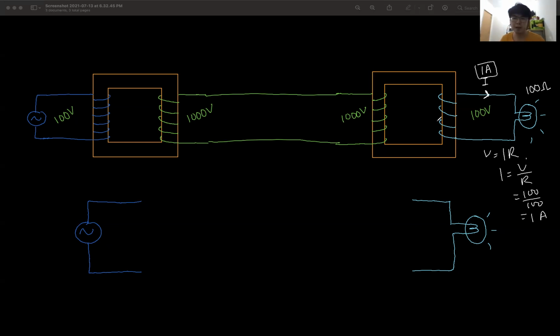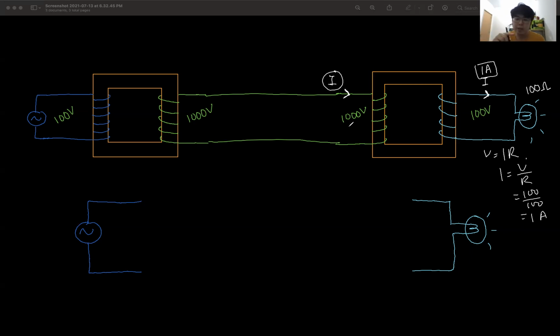Now, if this circuit is 1 ampere, then what is the current in this circuit? I. How do we find it? Okay. To find this current, can we use Ohm's law, V equals IR? Cannot, right? Because we don't have the resistance. So to find this current, we use energy conservation theory. We simply use the conservation of energy.